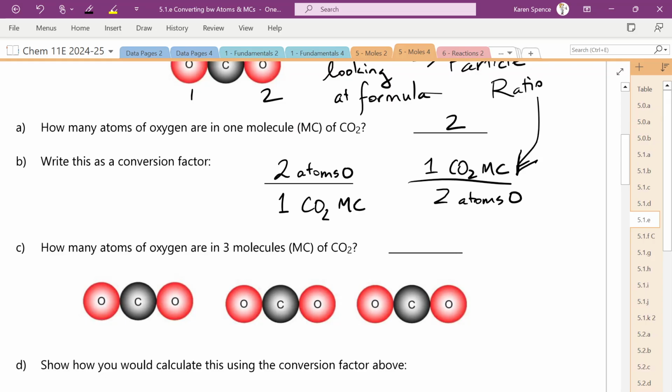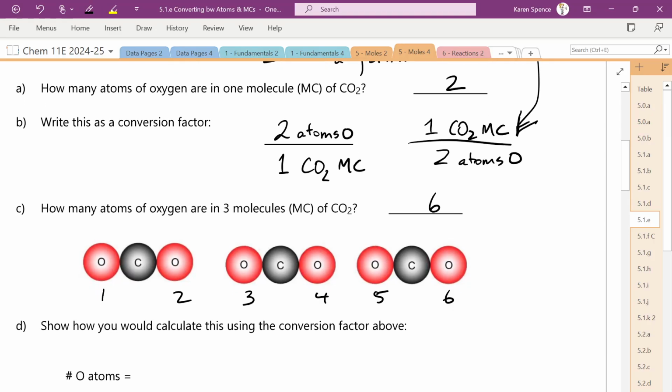Now, how many atoms of oxygen are in 3 molecules of CO2? 1, 2, 3, 4, 5, 6. But probably we don't want to spend our time counting atoms. Yes, because these are small numbers, but most of our numbers will be big and ugly. So we want to be able to calculate this.